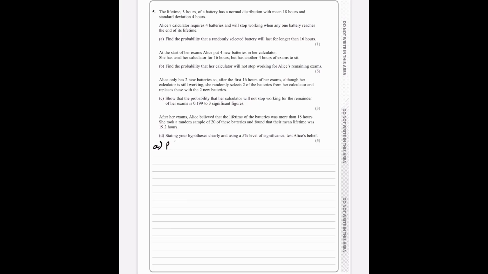Okay, for 5a, the probability that L is greater than 16, you just plug that into your calculator, it will tell you that it is 0.691. And then for B, we're looking at the probability that the length of the battery life is greater than 20, given it's greater than 16. So that's going to be the probability that the length is greater than 20 divided by the length being greater than 16. Obviously, if the length is greater than 20, it will be greater than 16.